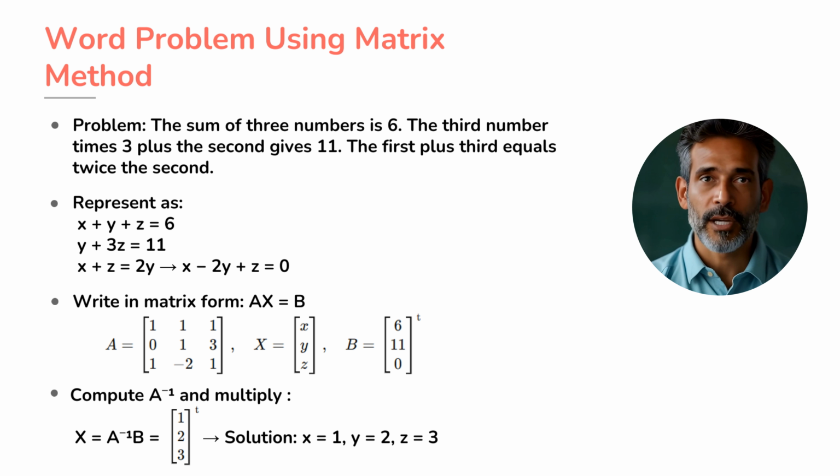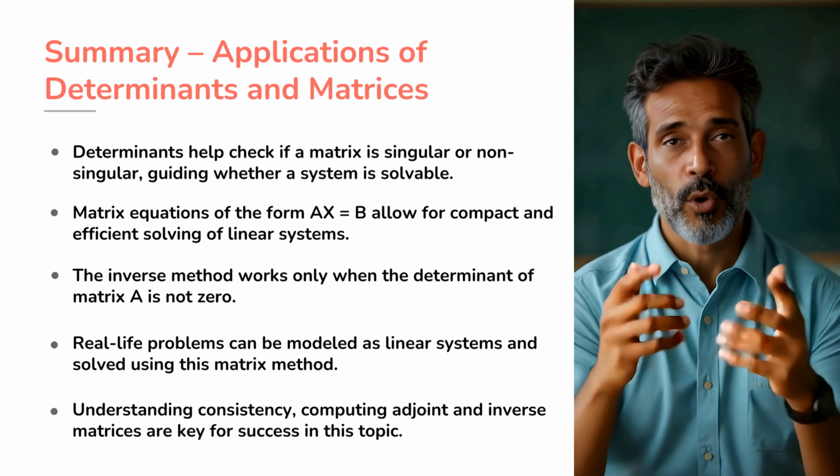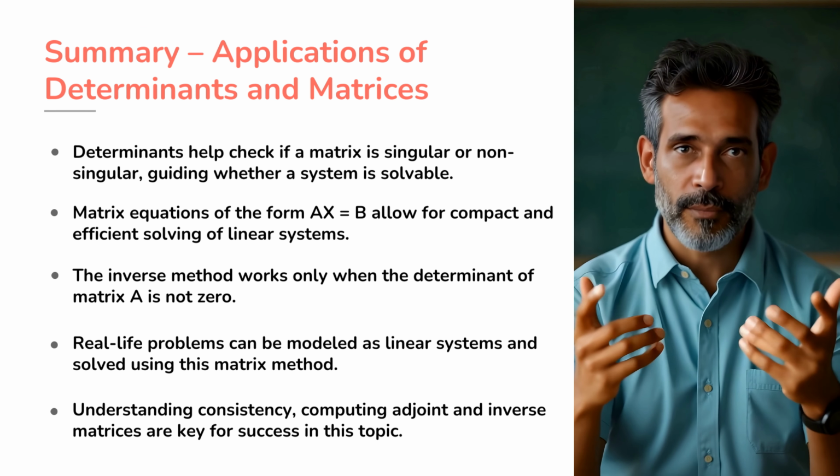Now form matrix A using the coefficients, matrix X with variables x, y, z and matrix B with 6, 11 and 0. Compute the inverse of A and multiply it with B. The final result, x equals 1, y equals 2, z equals 3, which checks out with all three conditions in the question. So, what did we really learn today?